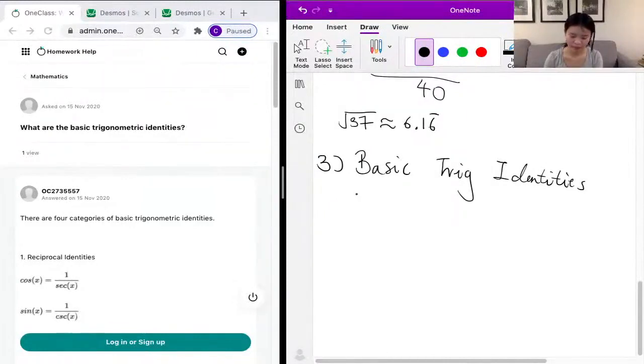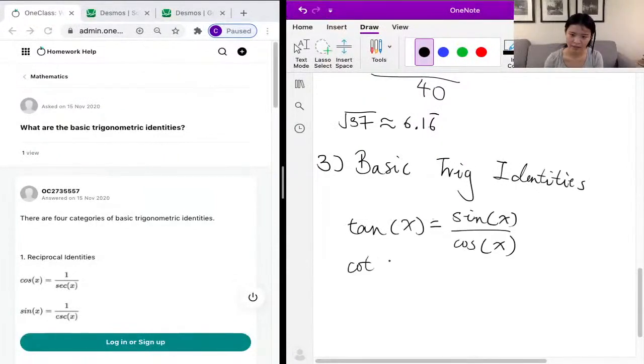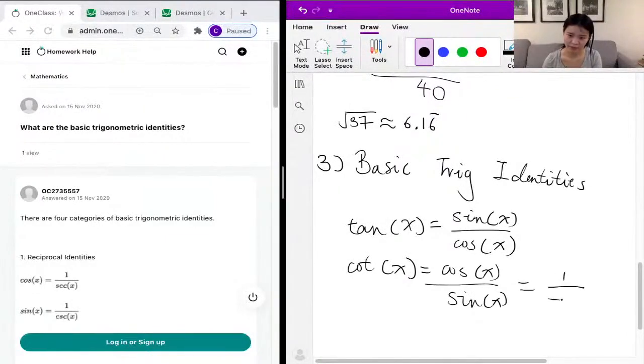I guess we can start with the tan identities. We know that tan of theta, or tan of x, is equal to sine of theta over cos of theta, and the cotangent of x is equal to cos of x over sine of x, which is also equal to 1 over tan of x. So these are the most basic trig identities.